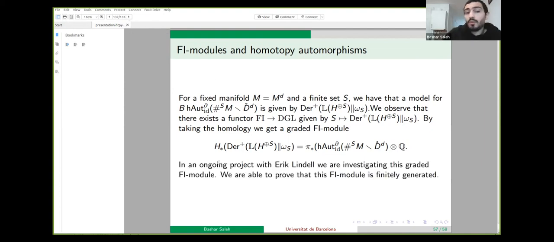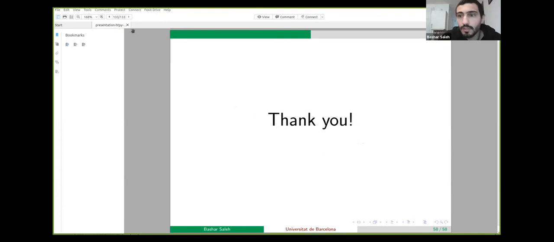In an ongoing project with Eric Lindell, we are investigating this graded FI module. We were able to prove that it's finitely generated, so we have uniform representation stability. And we're trying to investigate what this means geometrically. This is what we're working on. Well, I guess that's all I had to say. Thank you for listening. Thank you very much.